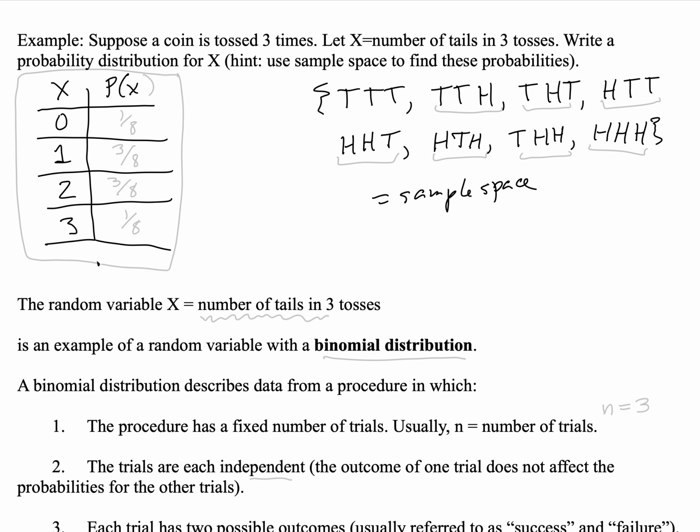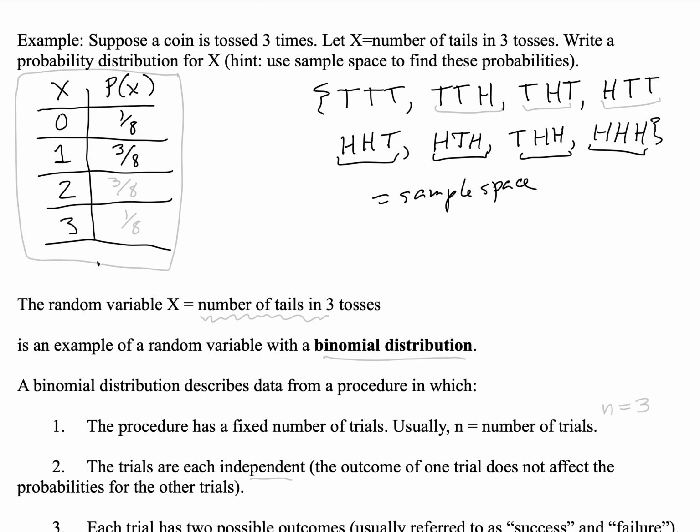So let's use that to find the probability of each possible value of the random variable x. In how many cases are there 0 tails? This is the only situation in which there are 0 tails. Each of those simple events is equally likely, so the probability that x is equal to 0 is 1 out of 8. The probability that x is equal to 1, the probability that there is exactly 1 tail: 1, 2, 3, there are 3 simple events in which there's exactly 1 tail, so 3 out of 8 is the probability of that event.